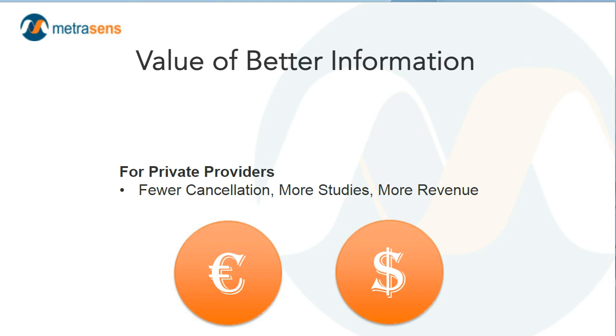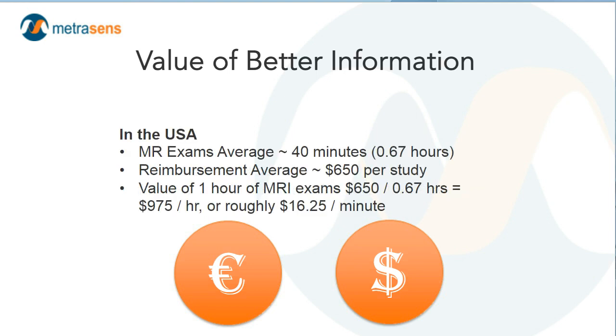And the more studies we get done, if we're paid on a per study basis, that equates to greater revenue for the provider. Now, I don't have numbers for every country, but I'm very familiar with the economic model in the United States, so let's use their numbers. In the U.S., the average MR exam is about 40 minutes or 2/3 of an hour in duration. And on average, the provider winds up getting paid $650 to perform that study. So if we reverse engineer the value of 1 hour of magnet time, we identify that it's close to $1,000 an hour, or a little bit more than $16 a minute.